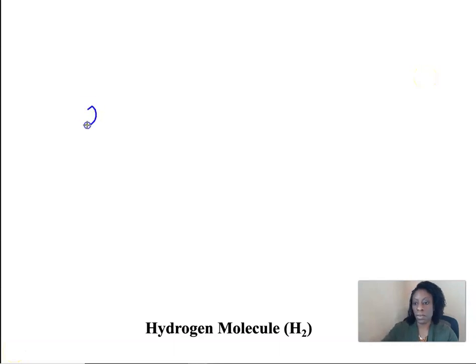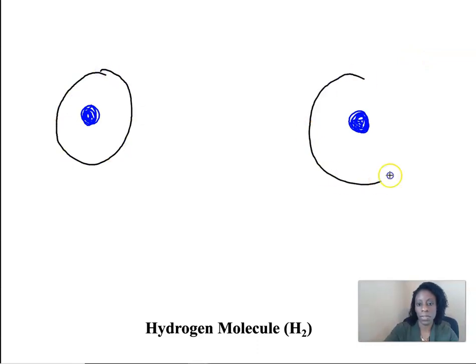Okay, so I am going to use a blue circle to represent my nucleus. And hydrogen has just one electron, which means that it has one electron shell. So I'm going to use this black circle to represent my electron shell. And then I'm going to use red to draw in that one unpaired electron.